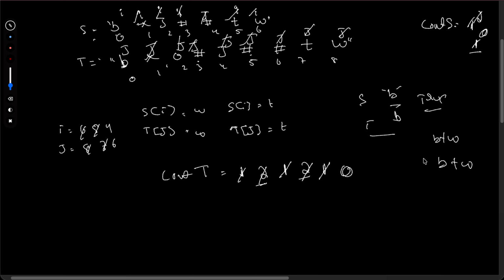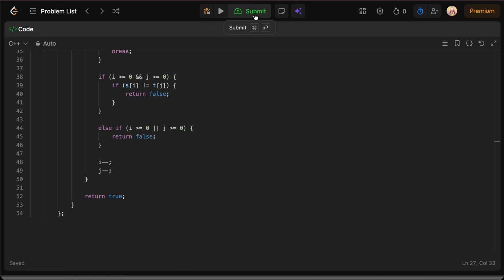So in this, what did we learn? We never build a new string. We just move from right to left whenever we see a hash, increase the skip count and skip the character, and compare only the valid data. So that's it, and let me submit this.